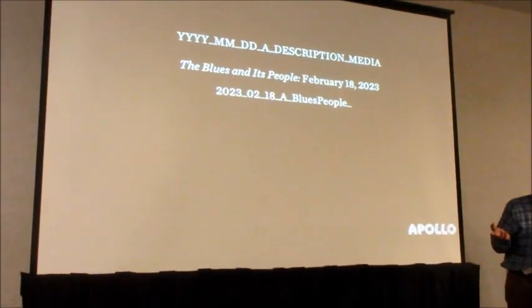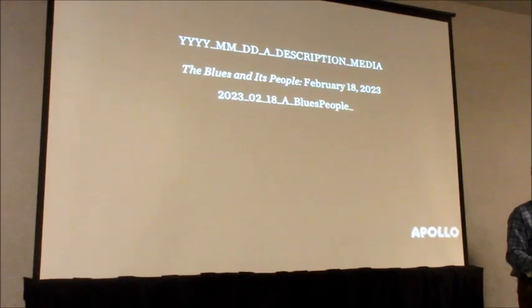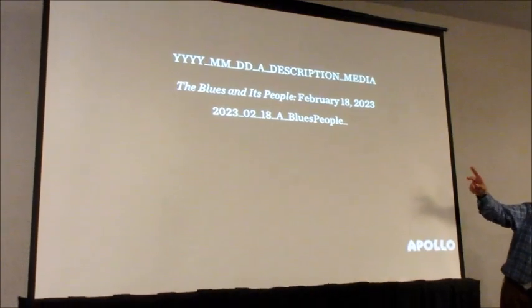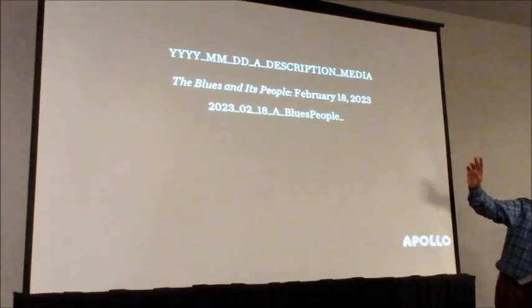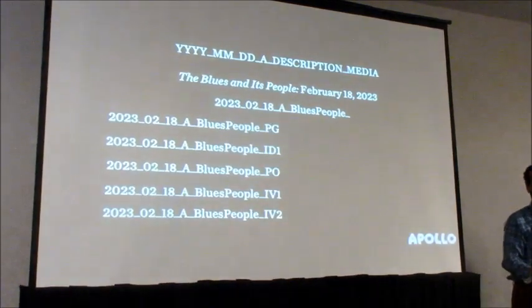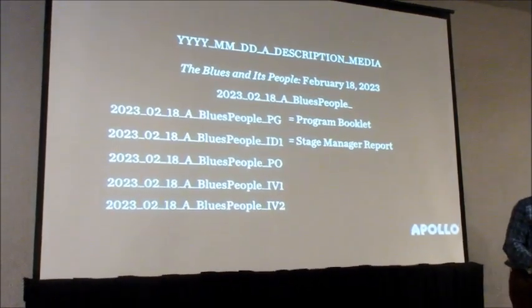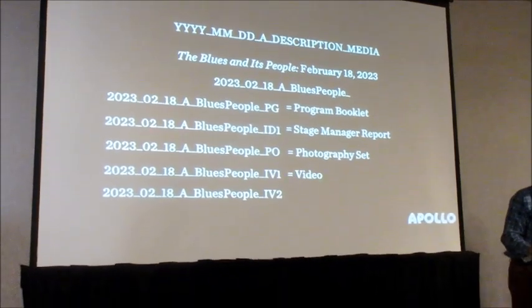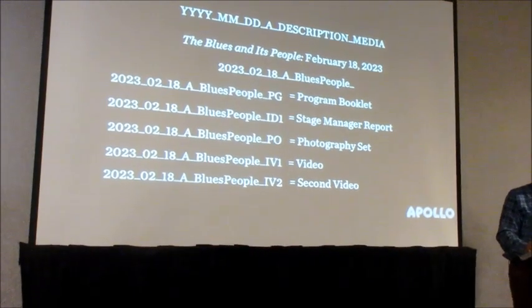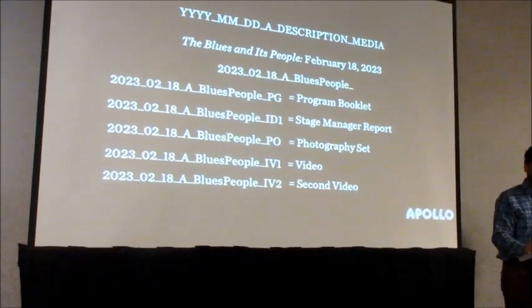We came up with a pretty simple file naming convention based on events, because almost everything in the collection is based on events. So this is a show we did earlier in the year. The naming convention is just year, month, date. A means it's an Apollo show, R would mean it's a rental, then a quick description, and then format codes: program booklets, PG; IB documents; photography, PO. They don't teach you how to do numbering systems in library school, but this has worked out okay so far.